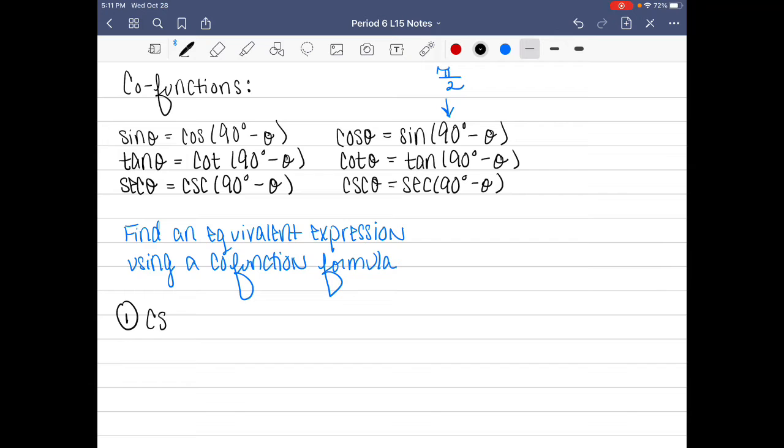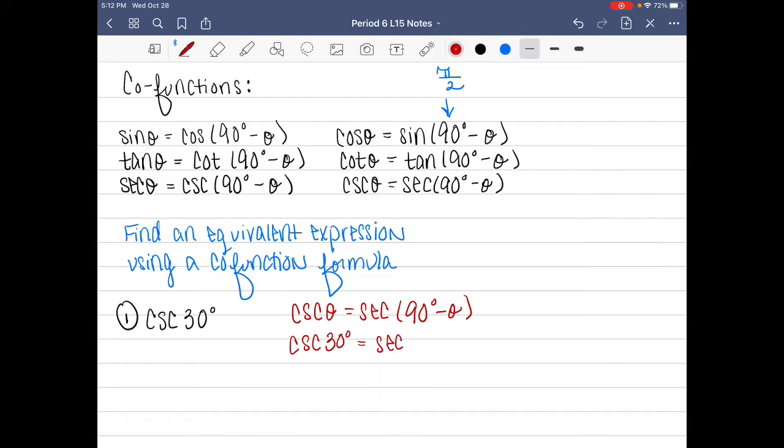Cosecant of 30 degrees. Right, so we're looking at cosecant of 30 degrees, and we know using our cofunction formulas that cosecant, the cofunction of cosecant, is secant. So we know cosecant theta is equal to secant of its complementary angle. So we're going to take out theta and replace it with the angle that we started the problem off with, and that's 30 degrees.